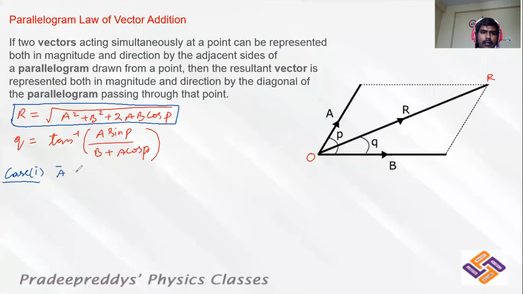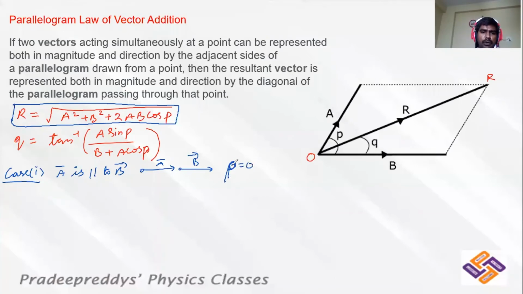A bar is parallel to B bar. That means, for example, A bar is like this. This is A bar and B bar is also in the same direction. This is B bar. Two vectors are in the same direction. What is the angle between them? Theta is equal to 0. That means angle P will be equal to 0.